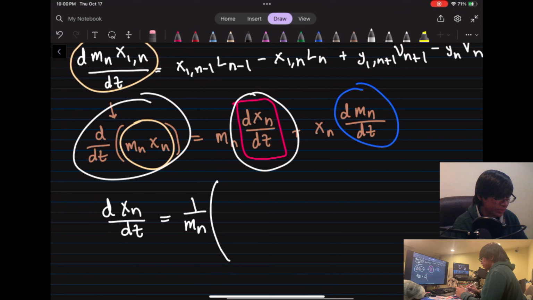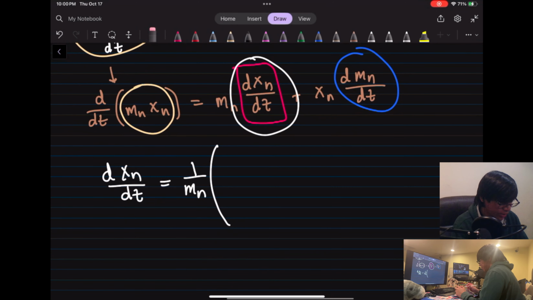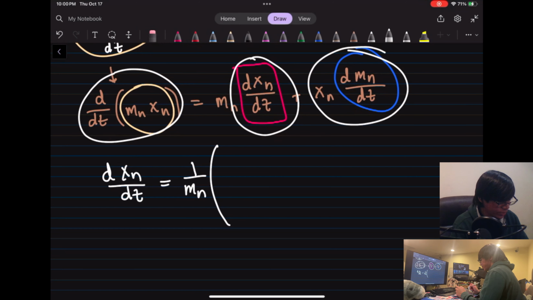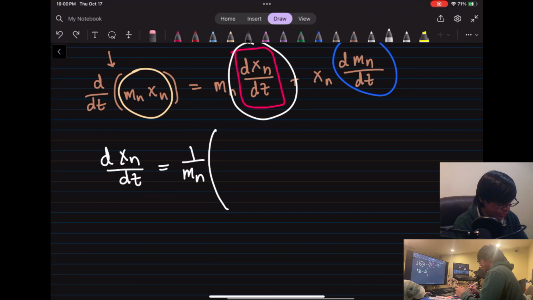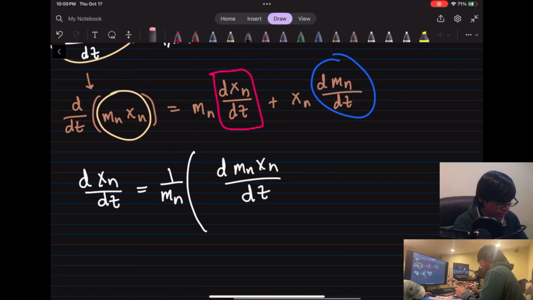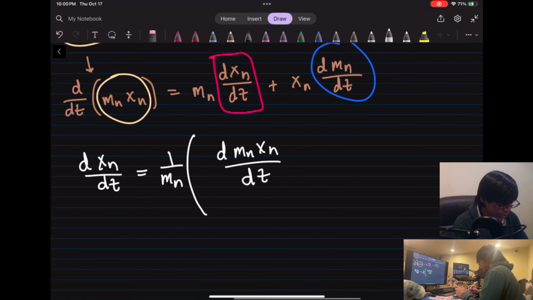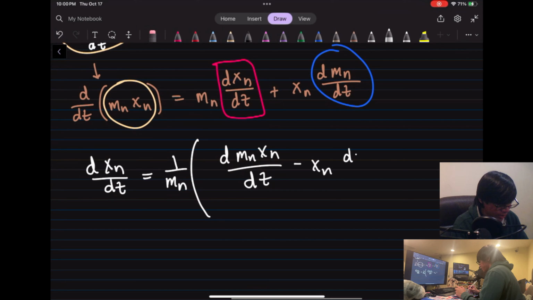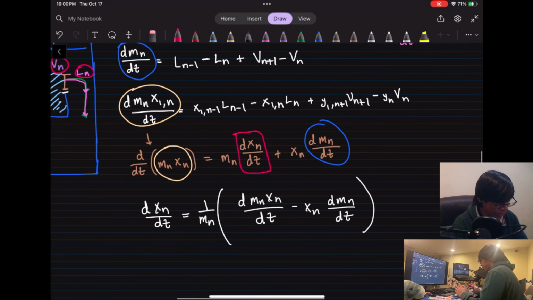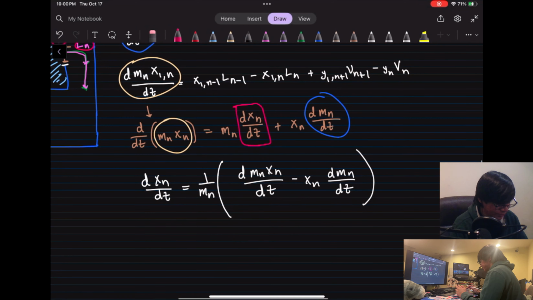We have all these expressions already, so I won't bother to rewrite everything. If we divide M_n to the other side, the moles of our current stage, we have the difference between these two. So I'll go ahead and write that out. It is this. And then we have to subtract our second expression from the product rule. So that is just minus x_n dM_n/dt. And well, we've written both of these out already.